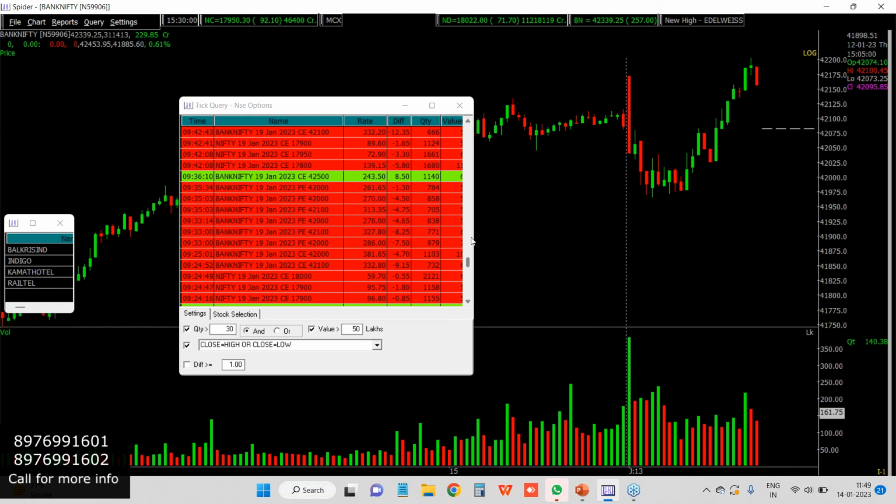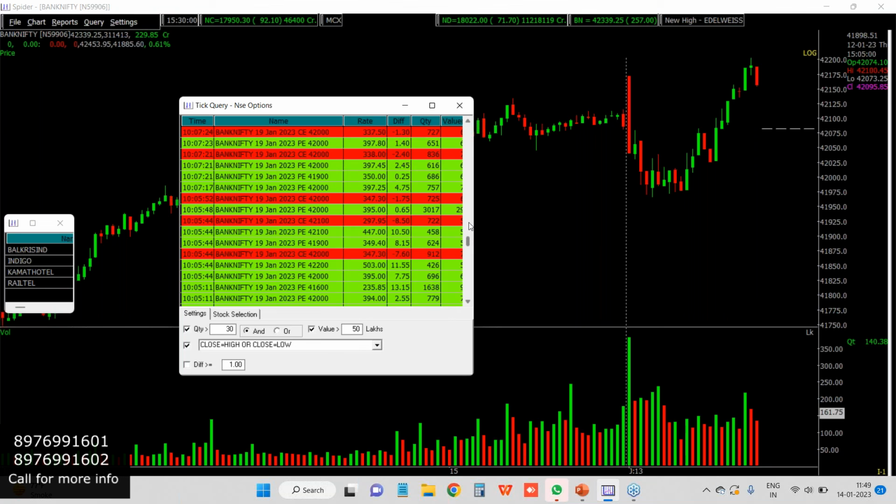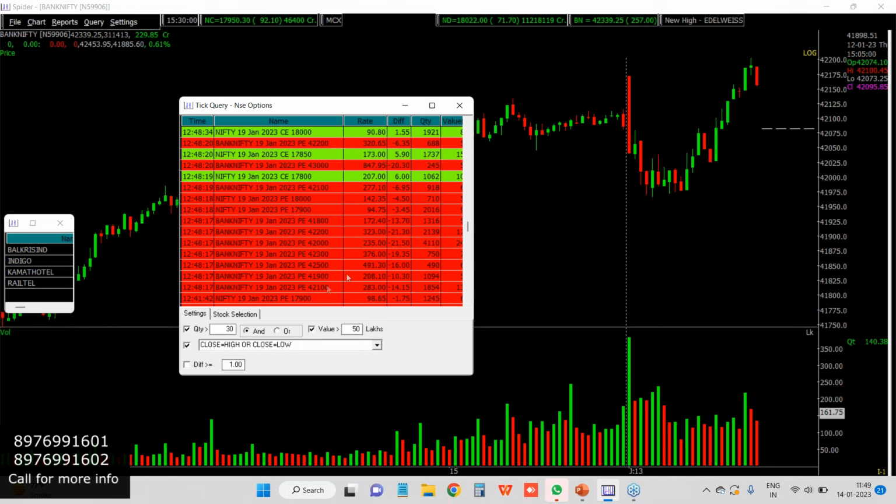Because at that time you can see big candles forming. Even during the market, you'll have to be alert. Whenever something like this comes, you have to enter the trade. You can see at around 12:48, you started getting data for put buying.